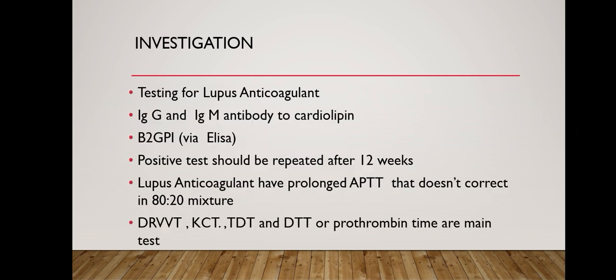Investigation. Testing for lupus anticoagulant and testing for IgG and IgM antibody to cardiolipin, and beta-2 GP1 cofactor testing via ELISA are required. Always note that a positive test should be repeated after 12 weeks. Lupus anticoagulant has a prolonged APTT that does not correct in an 80:20 mixture. Other important tests are DRVVT, KCT, TDT, and DTT or prothrombin time.